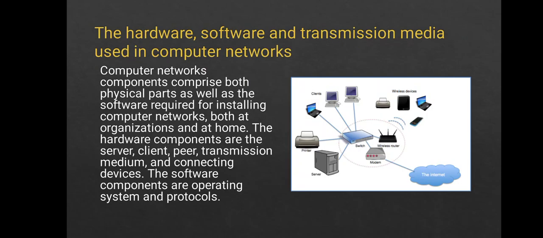The hardware, software, and transmission media used in computer networks. Computer network components comprise both physical parts as well as the software required for installing computer networks, both at an organization and at home. The hardware components are the server, client, peer, transmission medium, and connecting devices. The software components are the operating system and protocols.